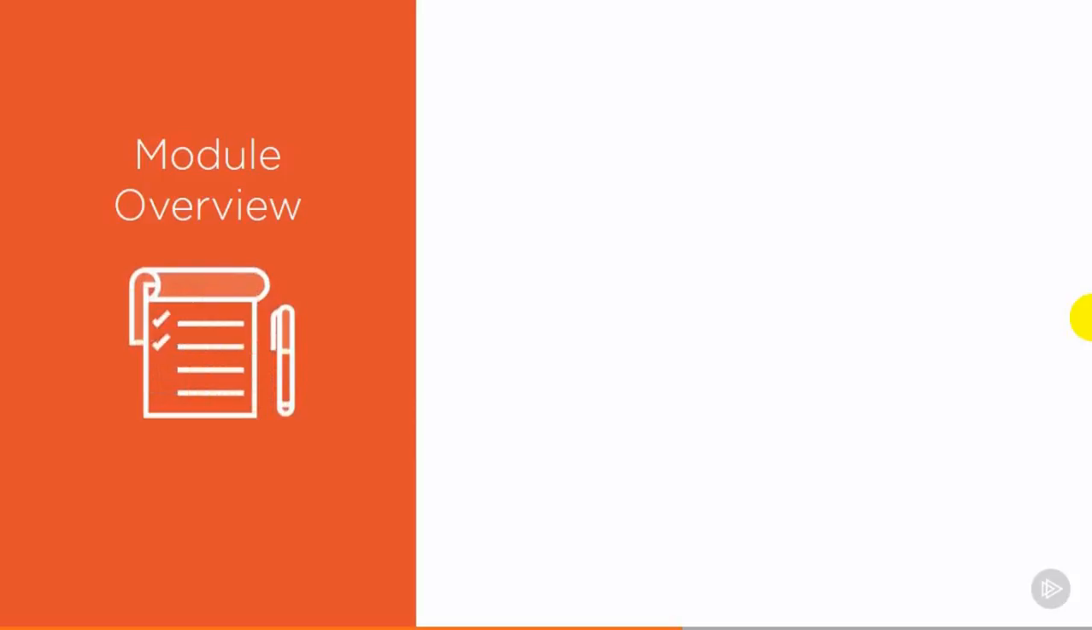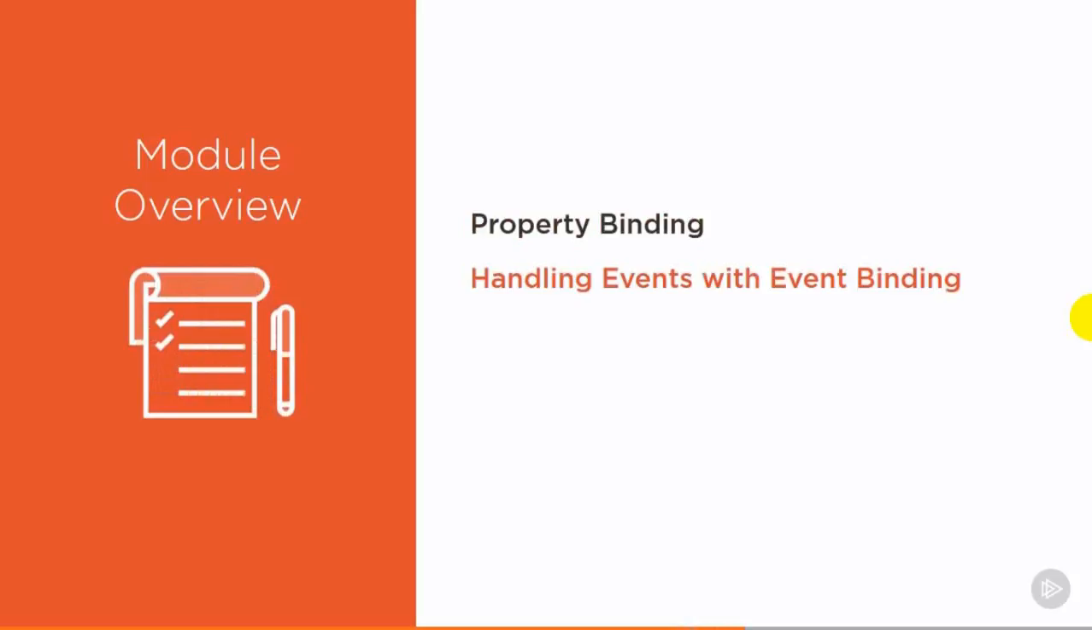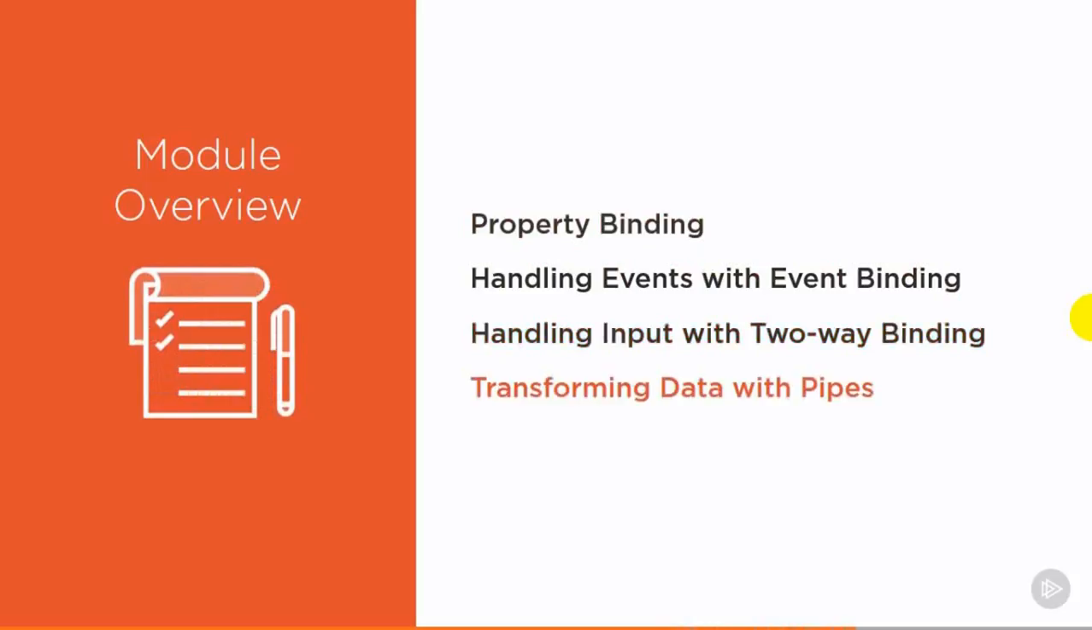In this module, we'll use Angular's property binding to set HTML element properties in the DOM. We walk through how to handle user events, such as a button click, with event binding, and how to handle user input with two-way binding. Lastly, we'll discover how to transform bound data with pipes.